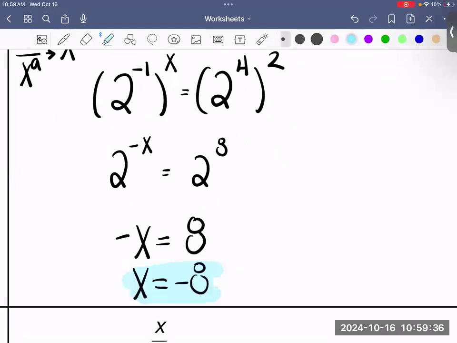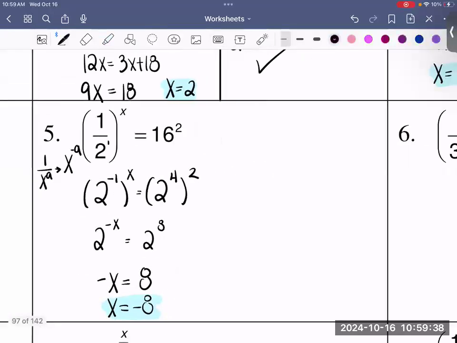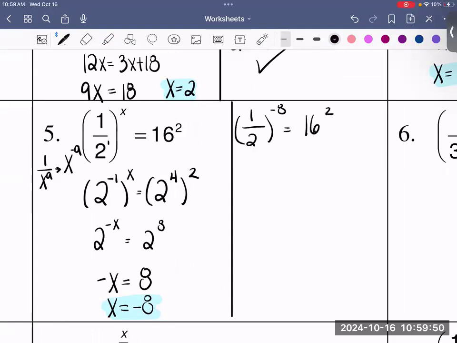Let's go ahead and plug in a negative 8 into your exponent. So we have 1 over 2 raised to the negative 8 is equal to 16 squared. So let's evaluate your negative exponent. Instead of distributing it throughout, what we can do is do the keep, change, flip. So same idea here is that if it's a fraction and a negative, we're just going to flip it upside down.